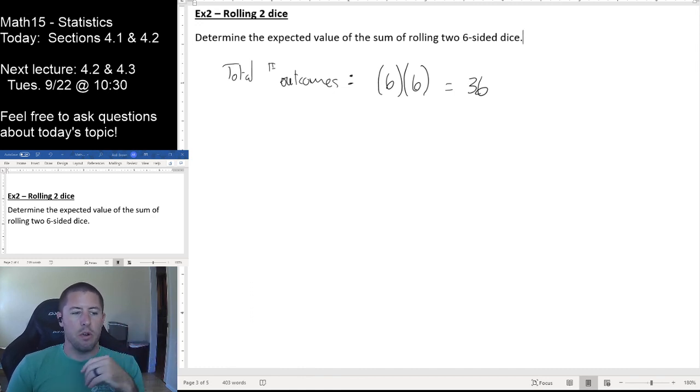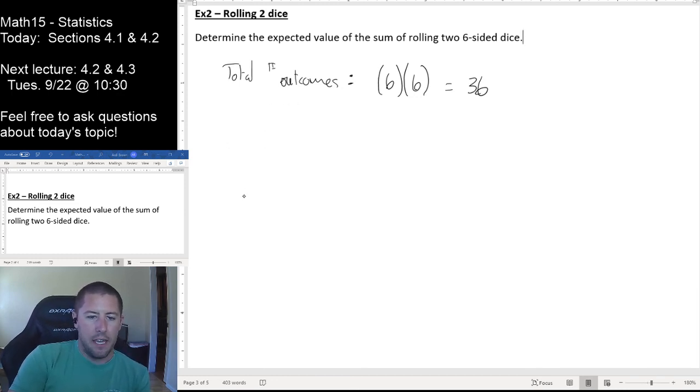Those are two different outcomes right there, and we want to account for both of them here. So here's the way that I'm kind of thinking about this. The minimum outcome that I could possibly get here is a 2, and that's associated with rolling a 1 and a 1. The maximum possible output I could get here is a 12. That's associated with rolling a 6 and a 6.